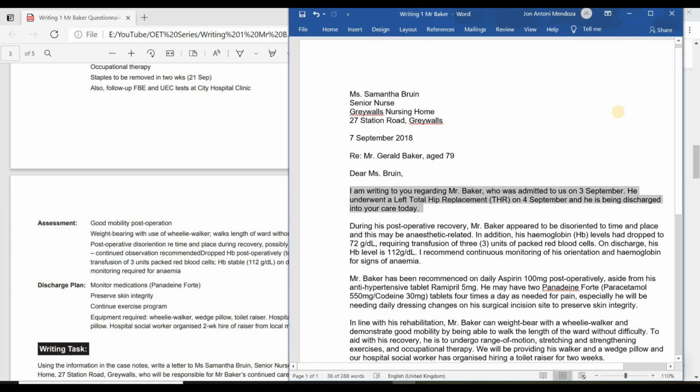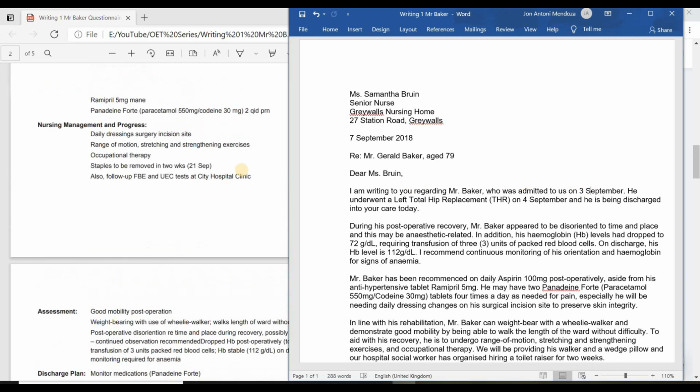So let's go to the first paragraph. I normally begin with "I'm writing to you" because it has to be professional as we're writing to another professional, in this case another nurse. So: I'm writing to you regarding Mr. Baker, who was admitted to us on September 3rd. He underwent a left total hip replacement on 4th of September, and he's being discharged into your care today. In my view, these are the important details we have to include: I'm writing to you regarding whom, and then the admission date, which can be found here.